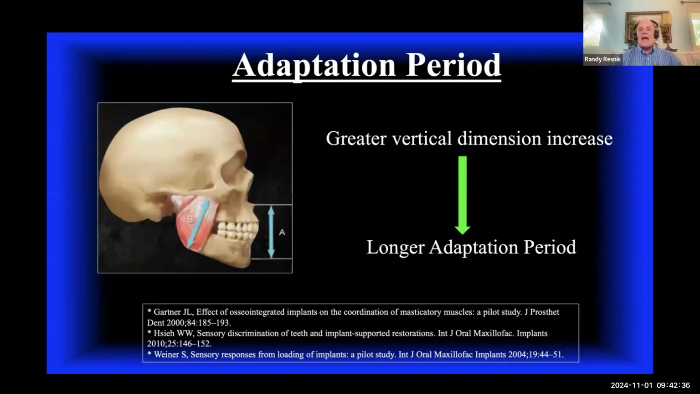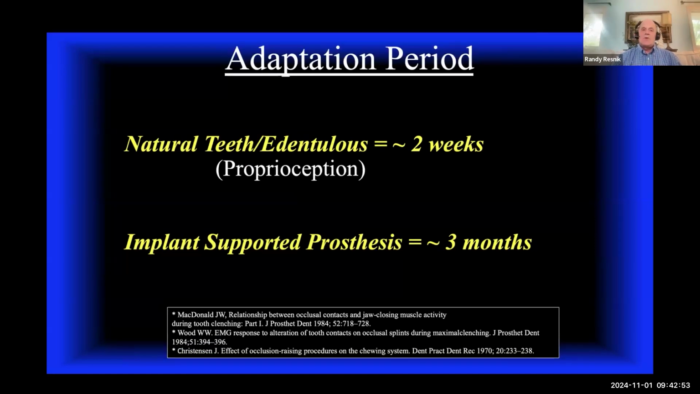So if we look at how much, a lot of the factor you have to look at is how much are we actually increasing. These articles talk about the greater the vertical dimension increase, the longer the adaptation period. And that makes sense. We also have to look at the type of prosthesis. These are some literature discussing different adaptation periods with different types of prostheses. If it's an implant-supported prosthesis, we know the adaptation period is going to take a lot longer. Why? Because when we have natural teeth, we have proprioception, and it's a lot easier when we have proprioception.